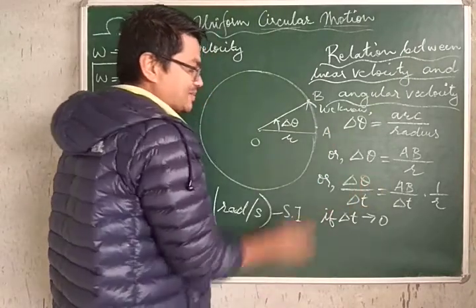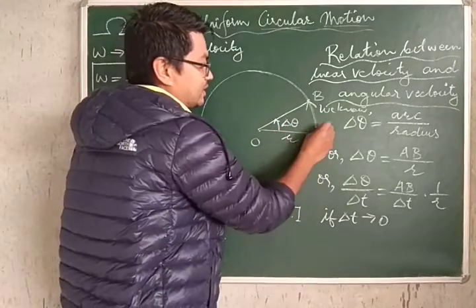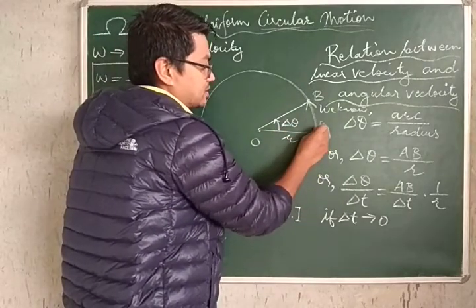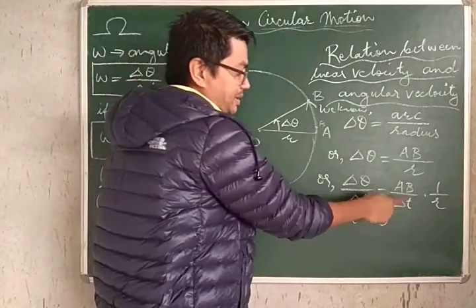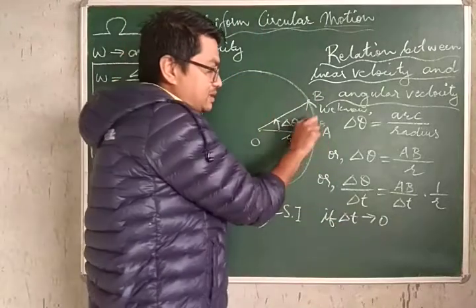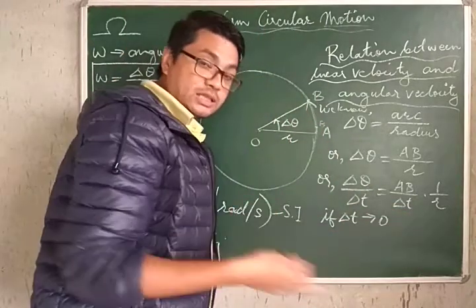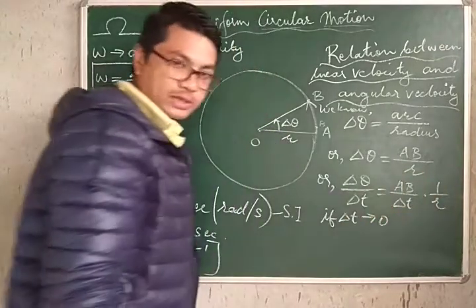If delta t is very small, the angular displacement delta theta will be very small. So B is somewhere over here. This distance you can consider to be a straight line, of course. So AB divided by delta t is what? It is displacement divided by time. This is a linear velocity, mind you. So linear velocity into 1 upon r, so to say.